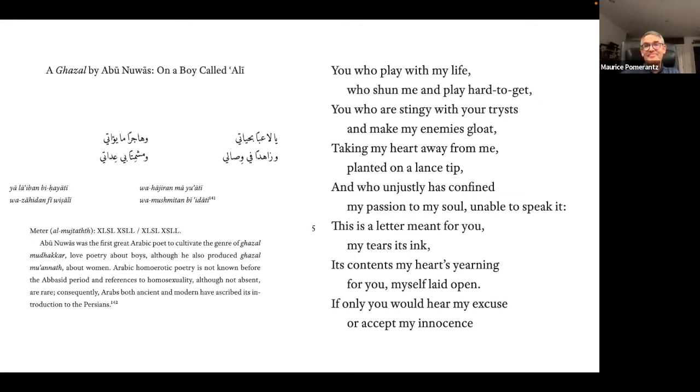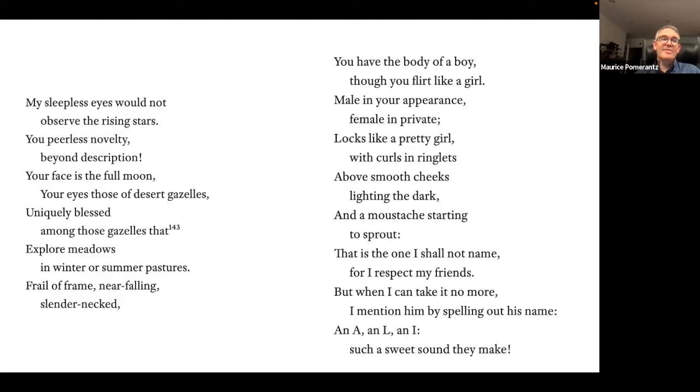It's a homoerotic poem. You who play with my life, who shun me and play hard to get, you who are stingy with your trysts and make my enemies gloat, taking my heart away from me, planted on a lance tip, and who unjustly has confined my passion to my soul, unable to speak it. This is a letter meant for you. My tears are its ink. Its contents are my heart's yearning for you, myself laid open. If only you would hear my excuse or accept my innocence. My sleepless eyes would not observe the rising stars. Your peerless novelty is beyond description.